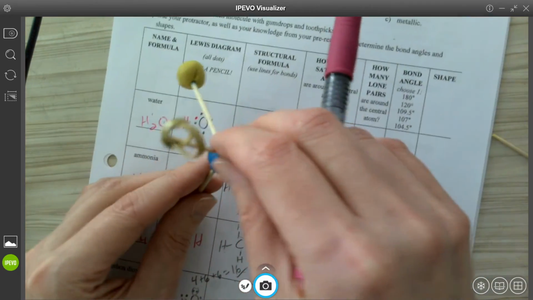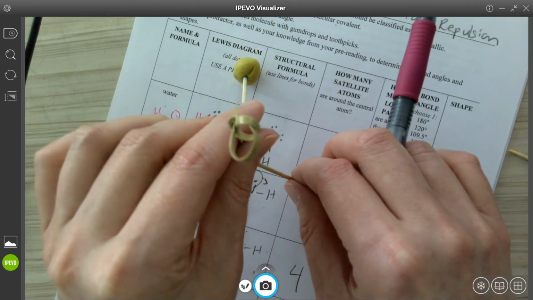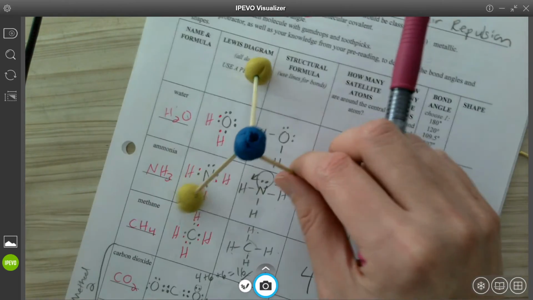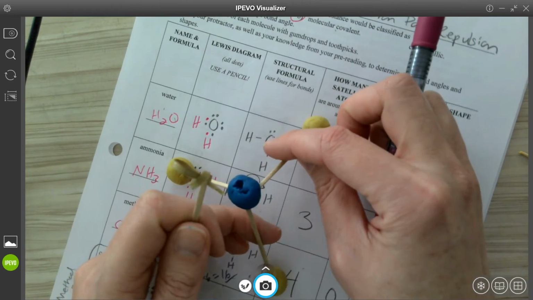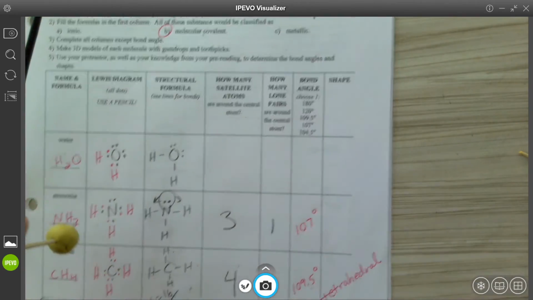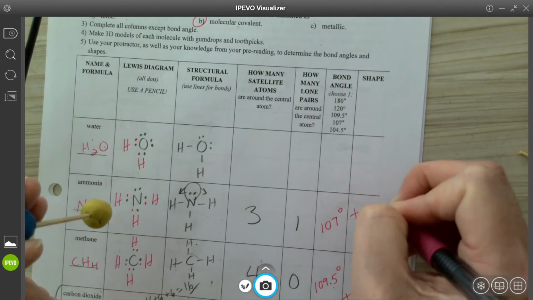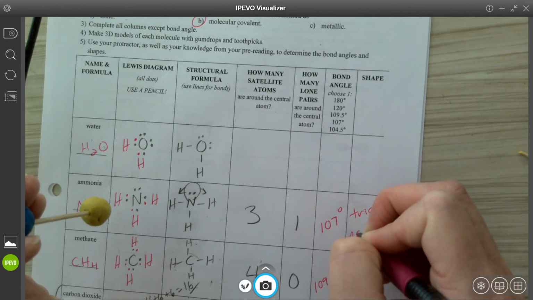And the name of this shape, if you ignore the lone pair, kind of looks like a little pyramid. So it's called trigonal pyramidal, because it's a pyramid that has a triangle at the base. So trigonal pyramidal.